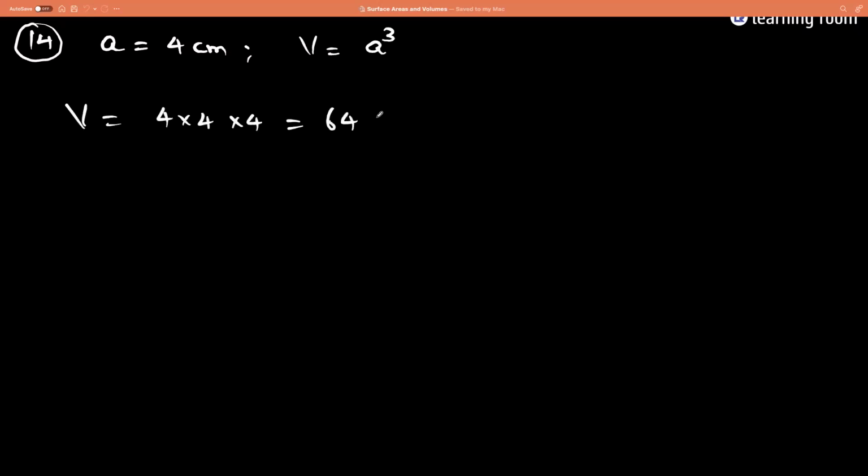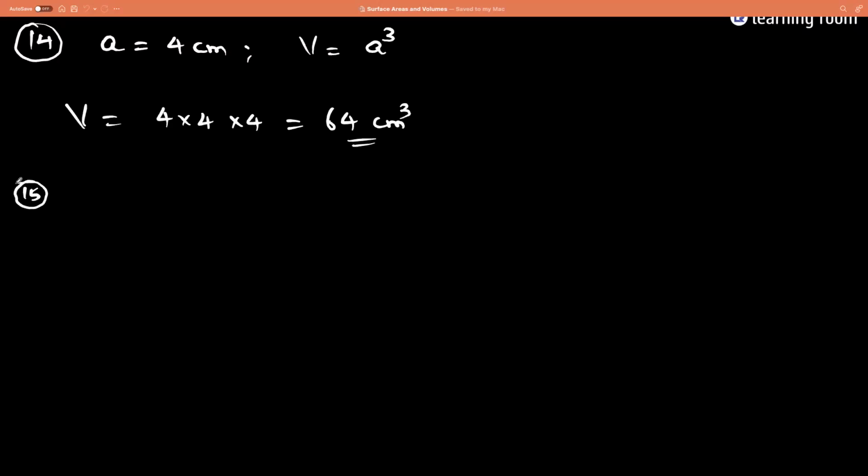Now the illustration number 14 is, what is the volume of a cube if the edge of the cube is 4 centimeters? So the edge is 4 centimeter. What is going to be the volume? We know that the volume of the cube is equal to a cube, right? So it will be equal to 4 into 4 into 4. That is going to give you 64 centimeter cube.